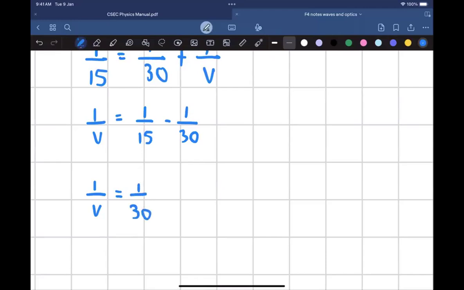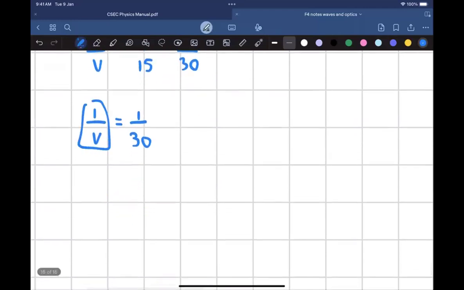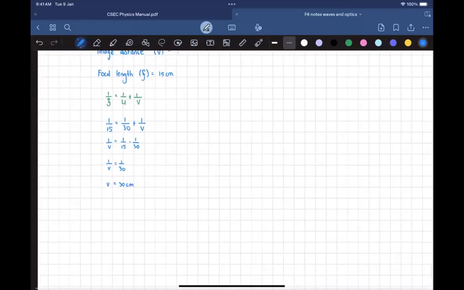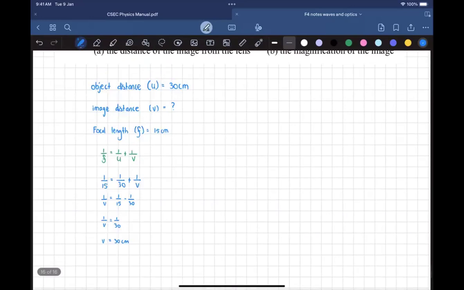So let me show you a trick. Anytime you have one fraction on either side, you're allowed to flip. So if I flip 1 over V, what would that become? V. And if I flip 1 over 30, what would that become? 30. Correct. So that means my image distance is 30.